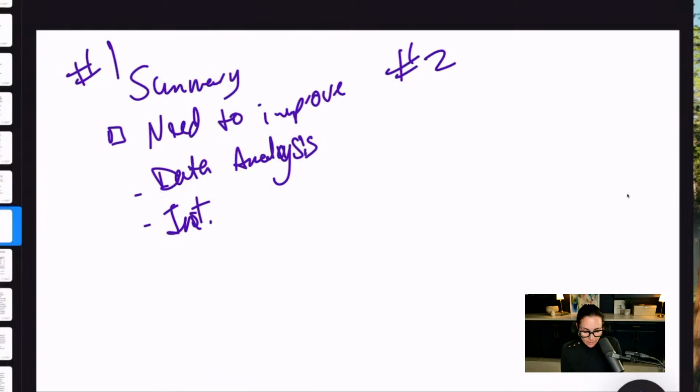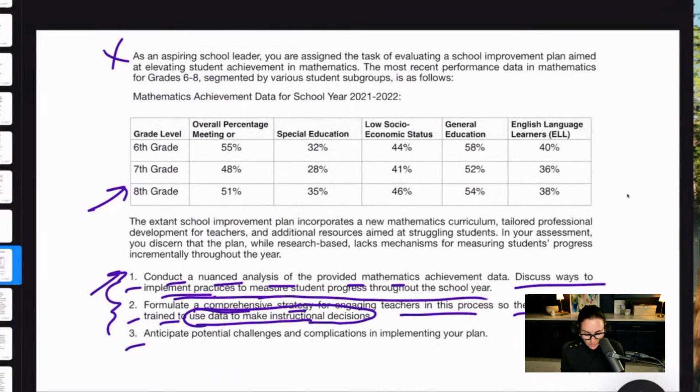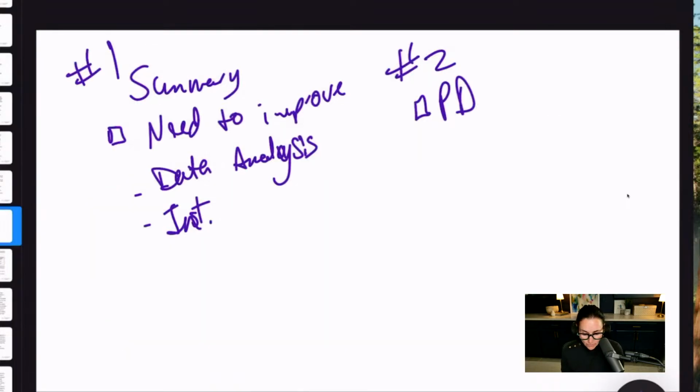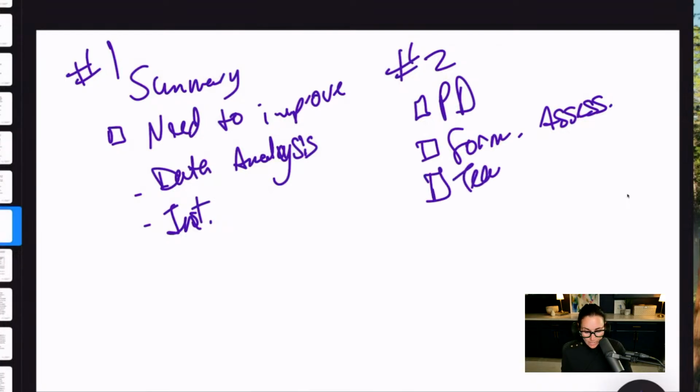The second paragraph is going to be PD, right? Training. It said it in the question. Formulate a comprehensive strategy for engaging teachers in this process so they are properly trained. Trained means professional development. And I'm going to do it in formative assessment. Okay. And it's going to be teacher-led. Those are the good words. I know it's got to be teacher-led before I even read the scenario.